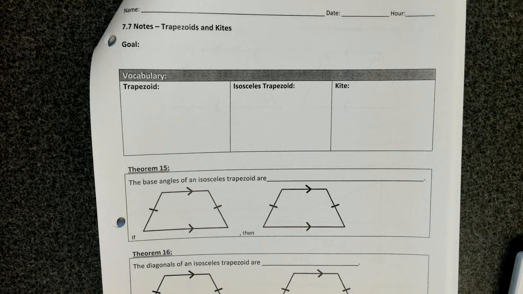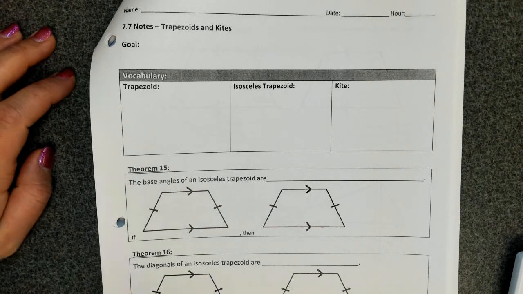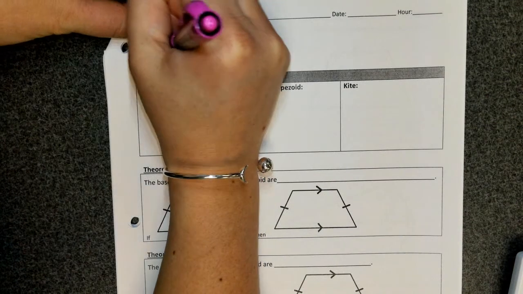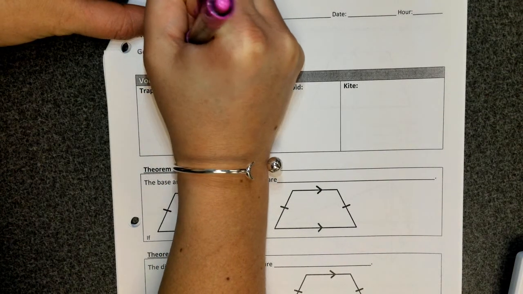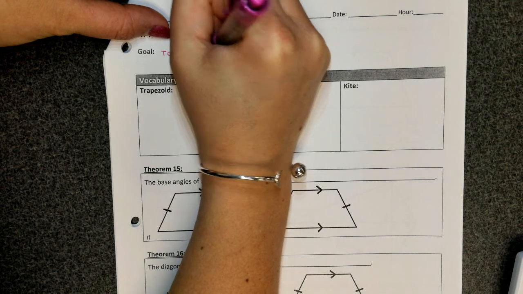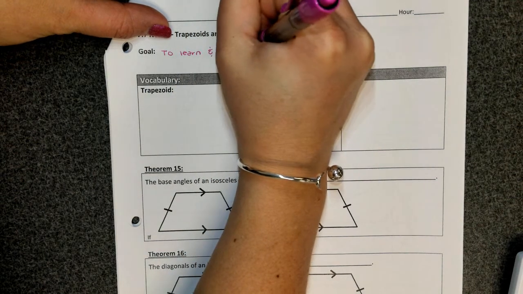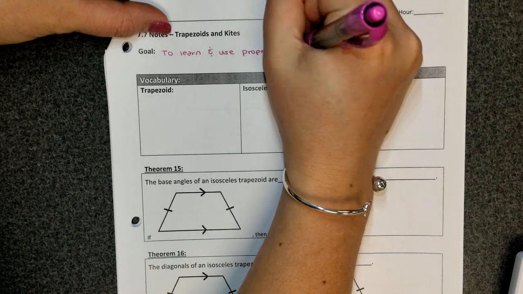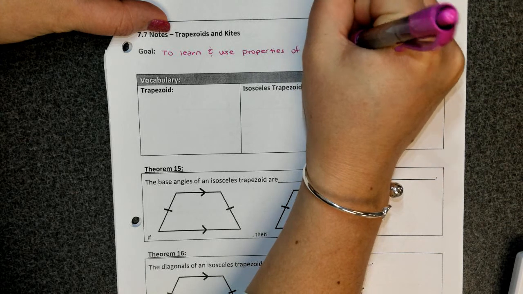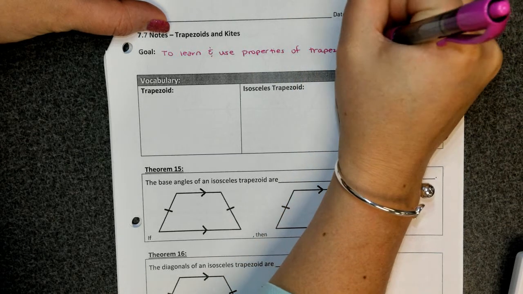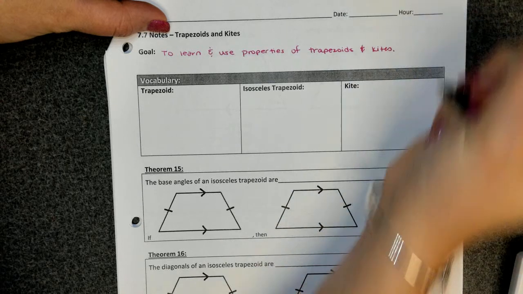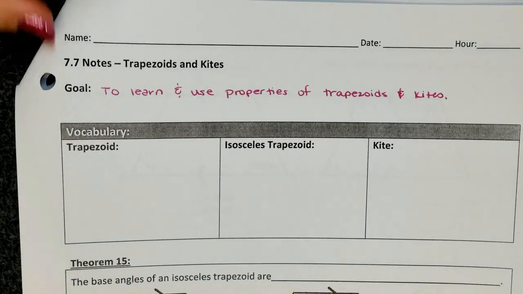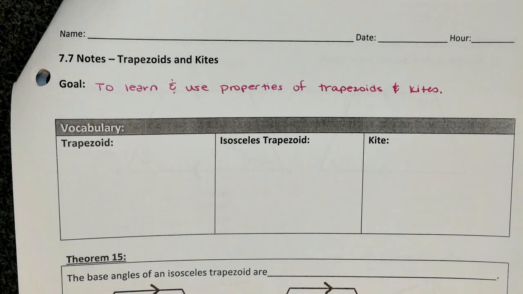Alright, so 7.7 notes is all about trapezoids and kites. So our goal for today is to learn and use the properties of trapezoids and kites. So some previous definitions here.